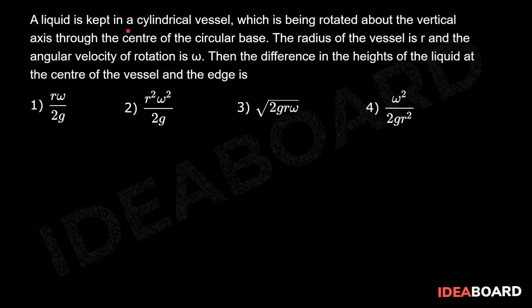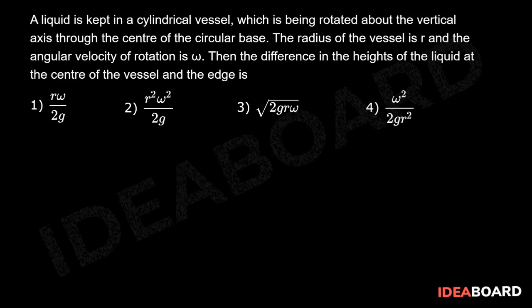A liquid is kept in a cylindrical vessel which is being rotated about the vertical axis through the center of circular base. The radius of the vessel is r and the angular velocity of rotation is omega. Then the difference in the height of liquid at the center of the vessel and the edge is.